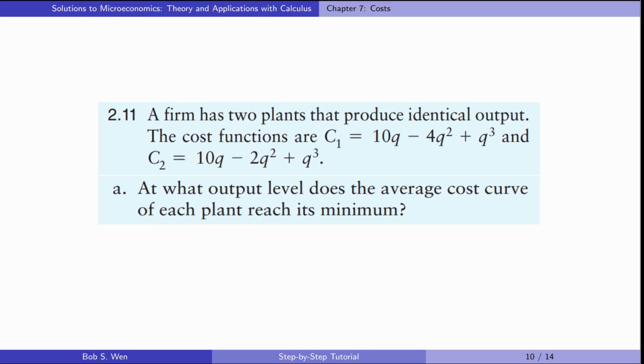Let's do exercise 2.11. A firm has two plants that produce identical output. The cost functions are as follows. In part A, at what output level does the average cost curve of each plant reach its minimum?